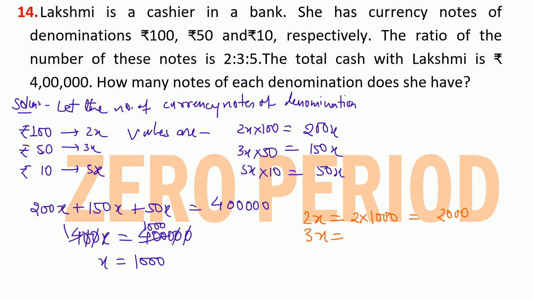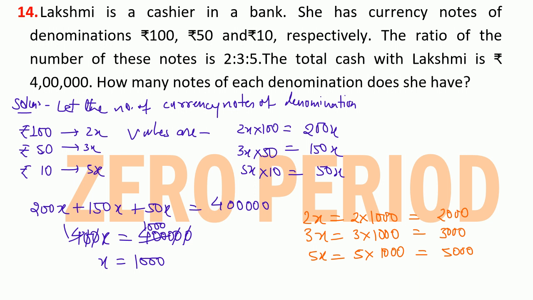3x is equal to 3 into 1000, 3000, and 5x is equal to 5 into 1000, that is 5000. So these are the numbers of notes of denomination 100, 50 and 10 rupees.